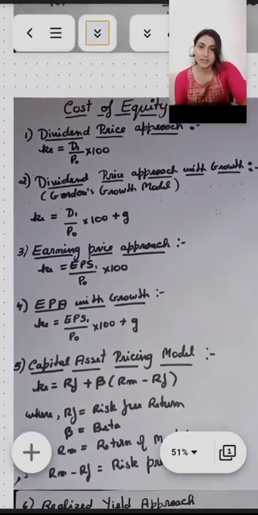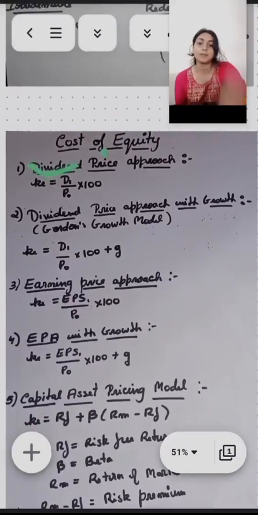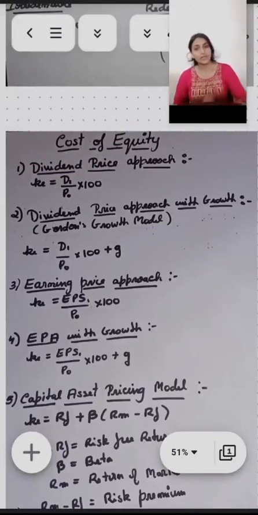Coming to the next, that is the cost of equity. Okay, we have various approaches. The first approach is the dividend price approach. Dividend price approach is nothing but KE equal to dividend, the current year's dividend, divided by price, the base year's price, into 100. Next we have the dividend price approach with growth, the Gordon's growth model. There are two types of company where the formula over here is the growth model, meaning a company is growing, and accordingly the dividend will also grow. So the current year's dividend divided by the base year price into 100 plus growth.